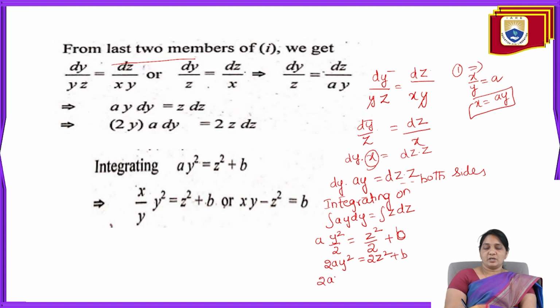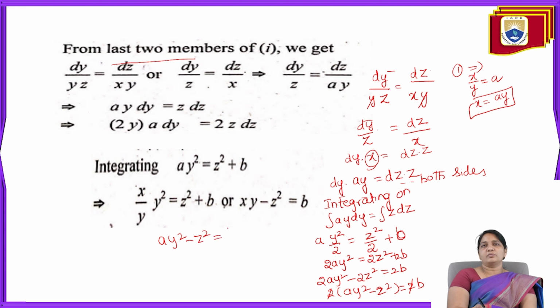So 2ay square minus 2z square equals 2b. Now taking 2 common, ay square minus z square equals 2b. So 2 will be cancelled here. Finally, ay square minus z square equals b. Now what is a? A is x by y. So x by y into y square minus z square equals b. So here y will be cancelled. Finally, xy minus z square equals b.